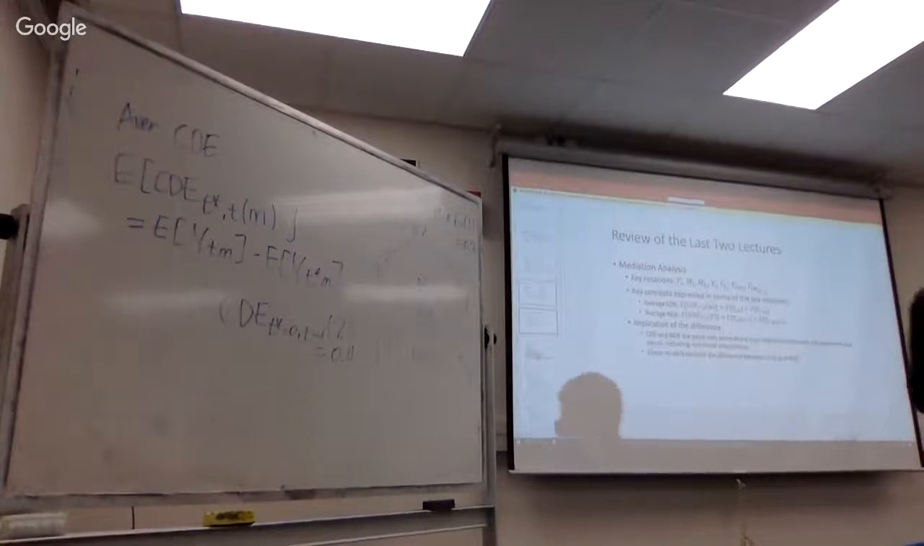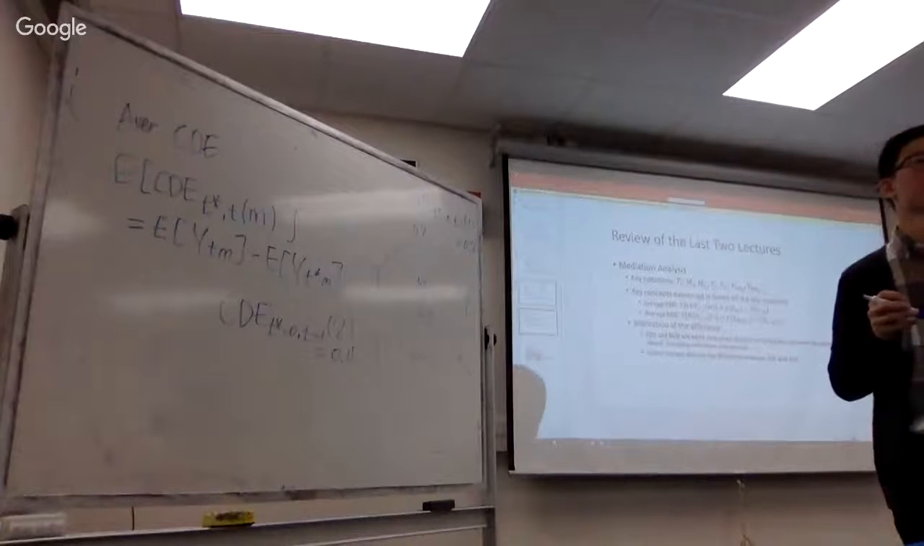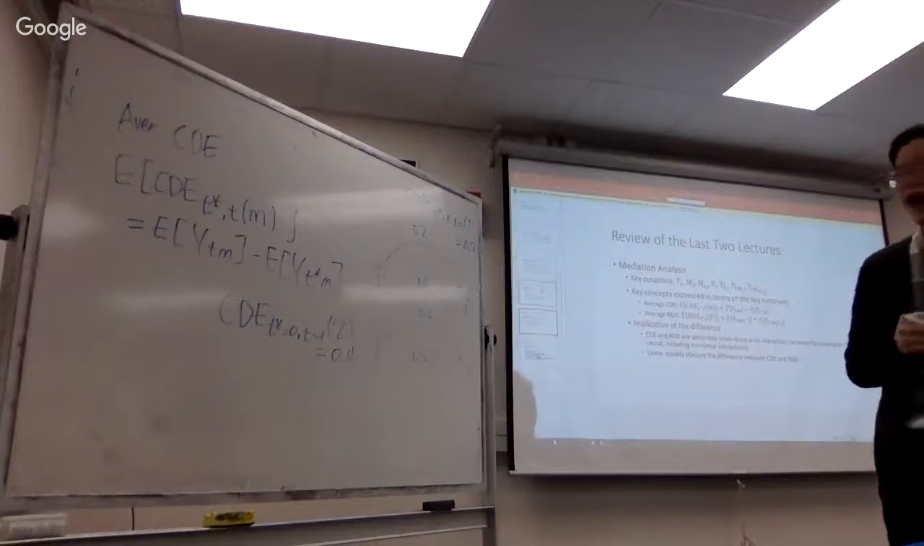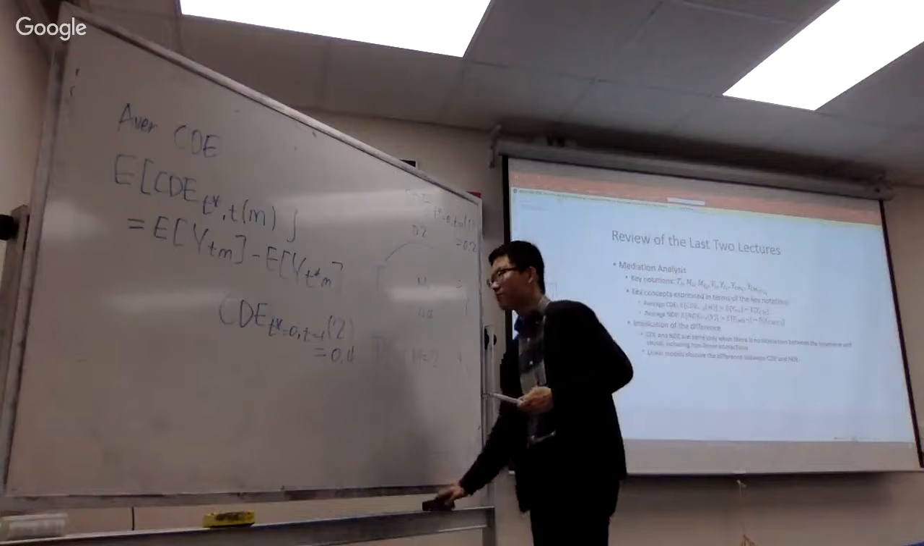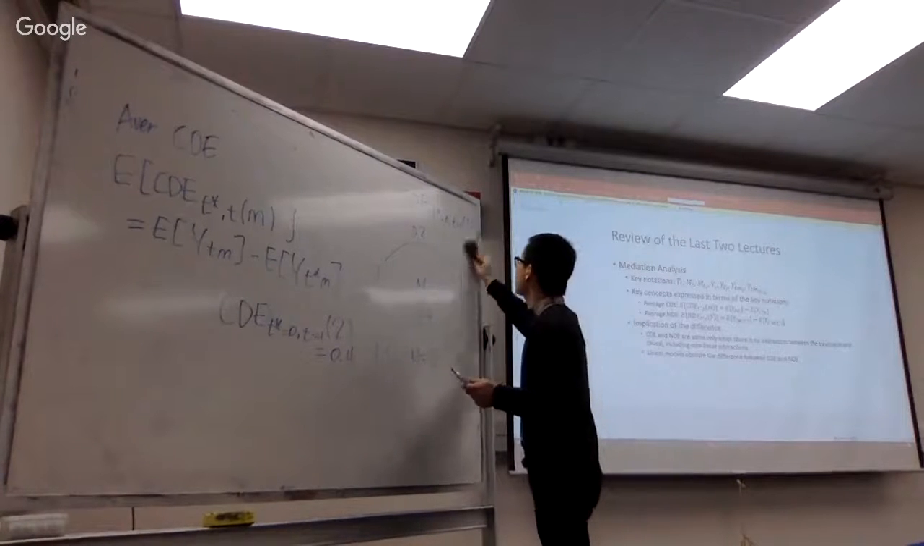So if there were no interaction, it would still just be like 0.2 regardless of the level of that. Yeah. Okay. Good.